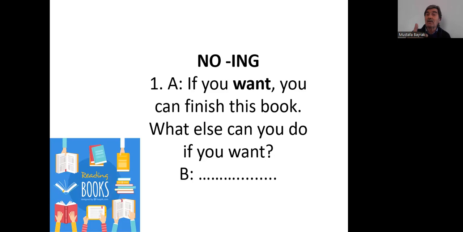It depends on your wanting, okay? That you can finish this book depends on wanting. So if you want, you can finish this book. This is also a detail. What else can you do if you want?